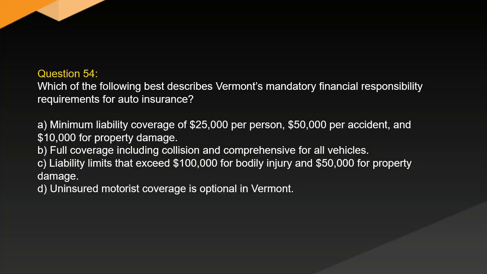Question 54. Which of the following best describes Vermont's mandatory financial responsibility requirements for auto insurance? A. Minimum liability coverage of $25,000 per person, $50,000 per accident, and $10,000 for property damage. B. Full coverage including collision and comprehensive for all vehicles. C. Liability limits that exceed $100,000 for bodily injury and $50,000 for property damage. D. Uninsured motorist coverage is optional in Vermont.